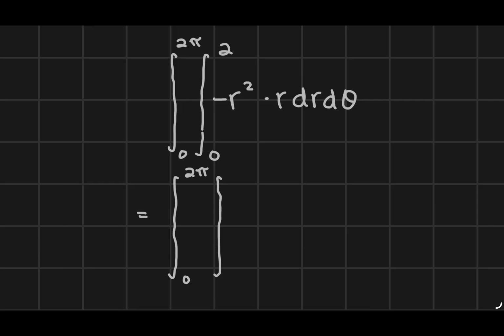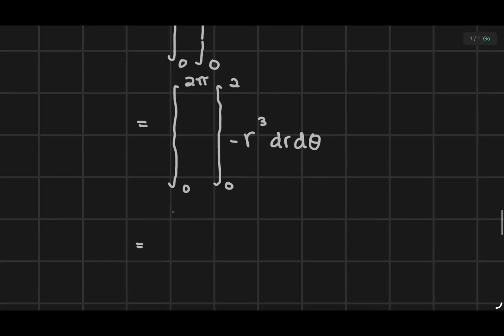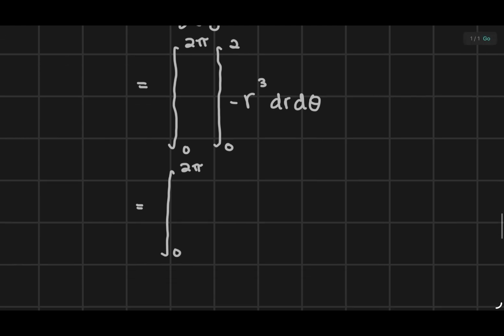Rewriting and simplifying a little bit. Not really too much to simplify, but we're going to have negative r cubed dr d theta. Let's go ahead and solve this real fast. We're going to have our outer integral be 0 to 2 pi. Well, the integral of negative r cubed dr is going to be negative 1/4 r to the 4th.